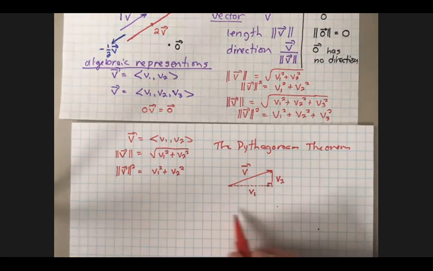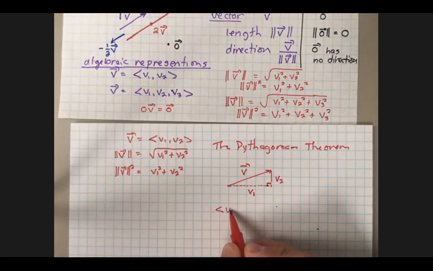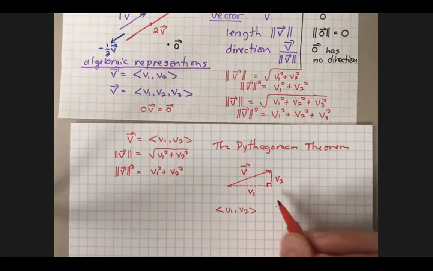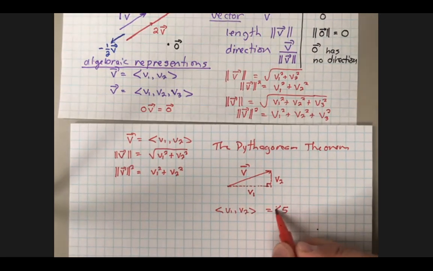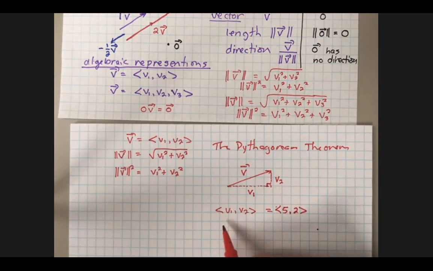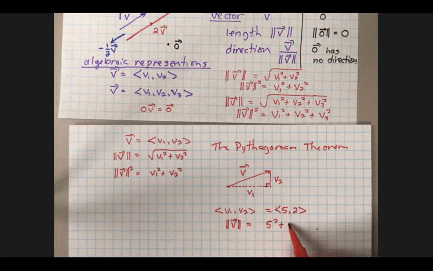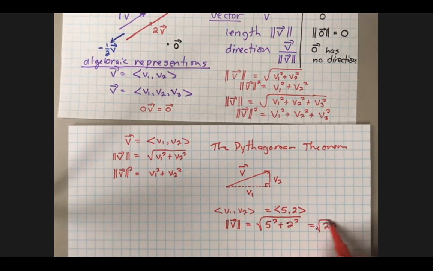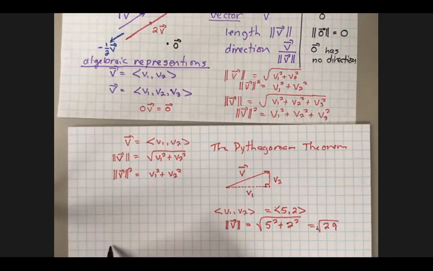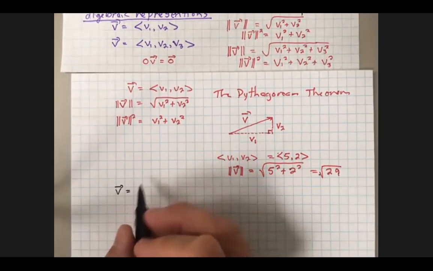For example, if I had V1 and V2 be 5 and 2, then no one would be confused if I asked them for the length of V. V squared is 5 squared plus 2 squared, square rooted. It's square root of 29. But it's really important to notice this. I can do exactly the same thing in three dimensions.